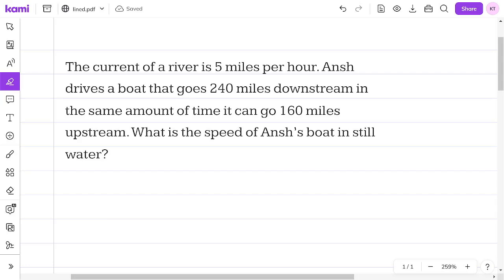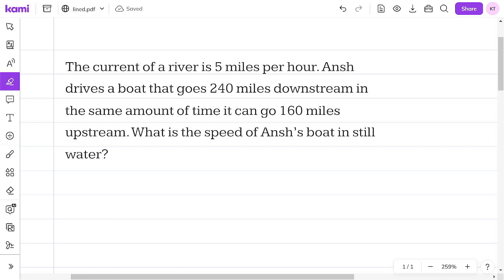All right, so in this question, we have a current of a river being 5 miles per hour, and Anch drives a boat that goes 240 miles downstream in the same amount of time that it can go 160 miles upstream. And it's wondering, what is the speed of Anch's boat in still water?